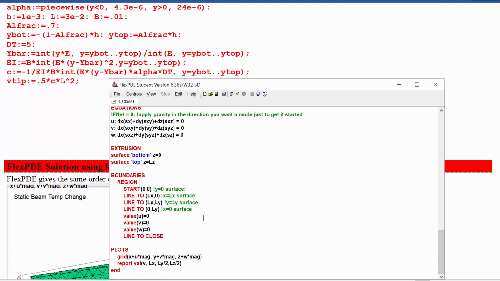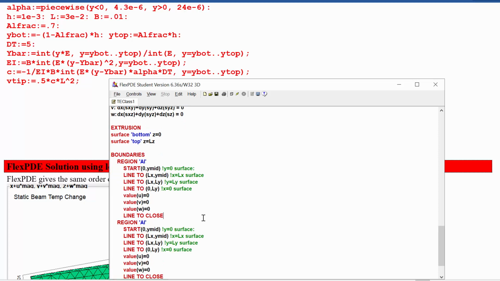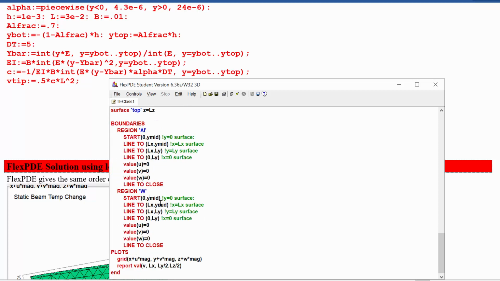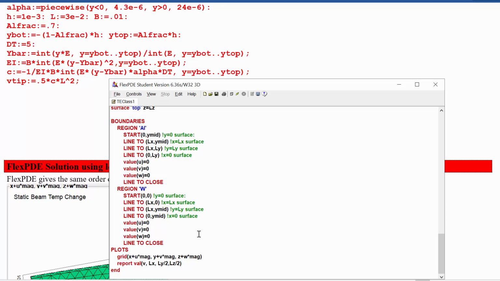Now we'll say that this one is, let's see, we'll put first aluminum, and the aluminum has got to start at 0 y mid and then go from y mid to ly. Whereas the tungsten region, tungsten is going to start at 0 and go up to y mid. I guess we could have started it at y mid and then go down to 0 as well. That should have worked just the same.